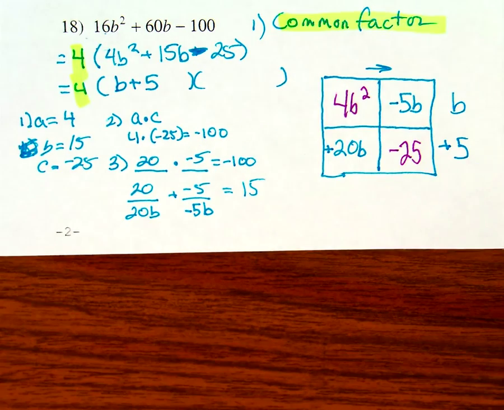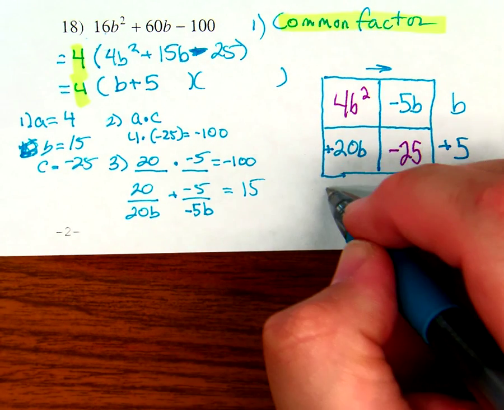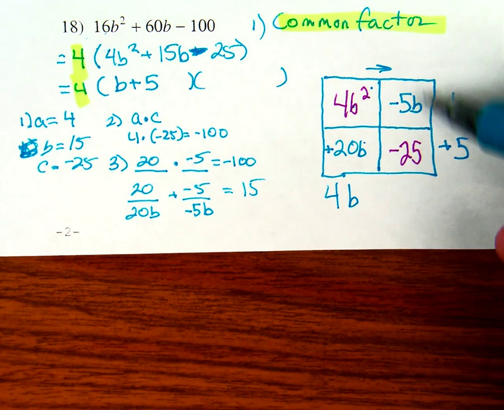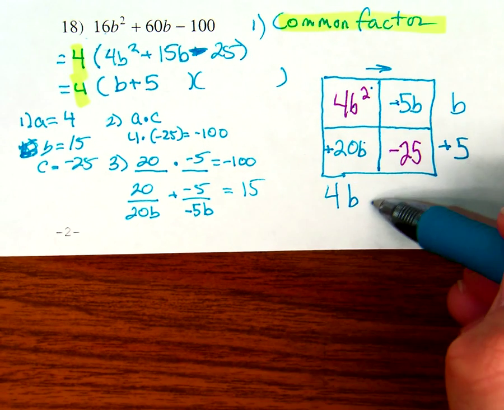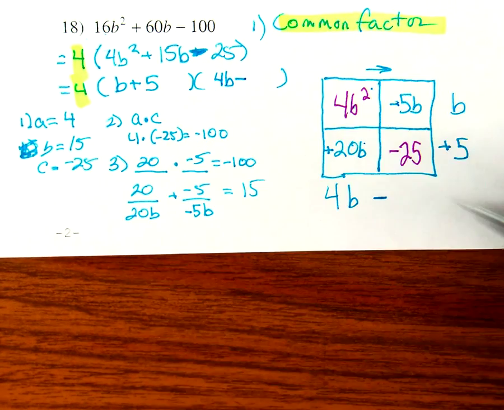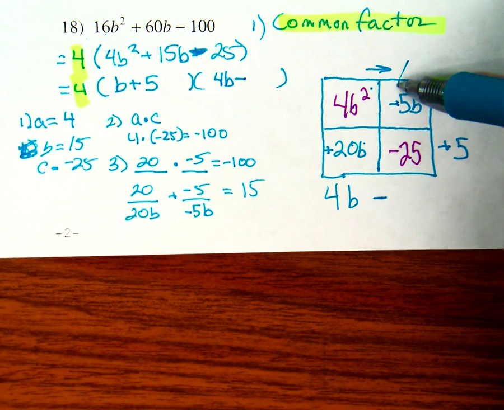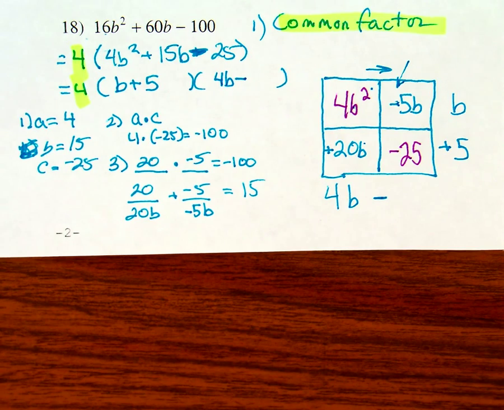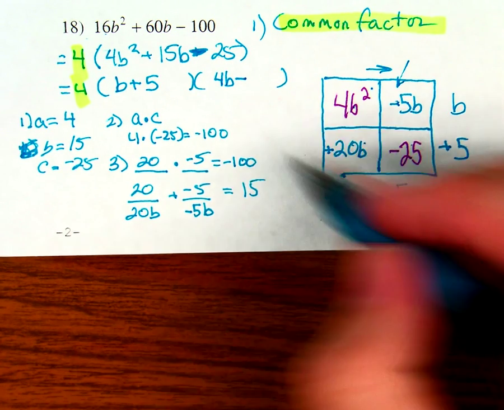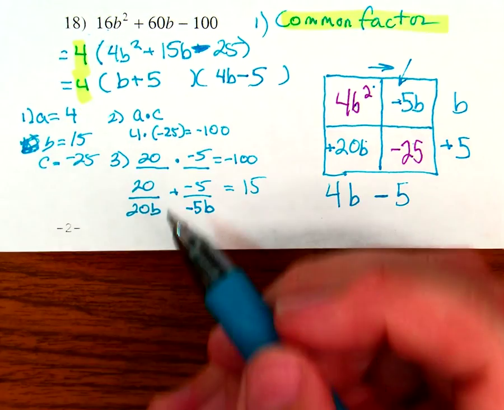Now, 4b and 20b. I can take out a 4b. B squared and b, you're going to get a b. It's negative, so I know it's going to be negative here. And if you wanted to, you could put 4b, and since the first box is positive, the sign comes from the next term, which is negative. 5 and 25? Negative 5. So it's 4b minus 5. And that ends up being our final answer.